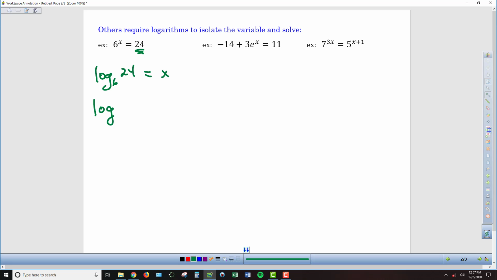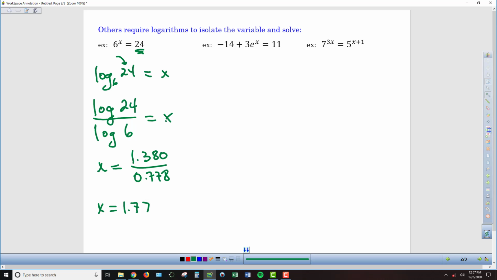And so the change of base pattern says whatever's the input here is going to go to the numerator. So that's going to be log of 24 over log of the base, so log of 6 equals x. So now I can turn to my calculator. Log of 24 is 1.380 if we round off to the nearest thousandth. And then I can push buttons on my calculator to get log of 6, which is 0.778. And then if I divide those two results, we get x equals 1.774, which, if we go back to the original question, looks like a pretty reasonable answer.